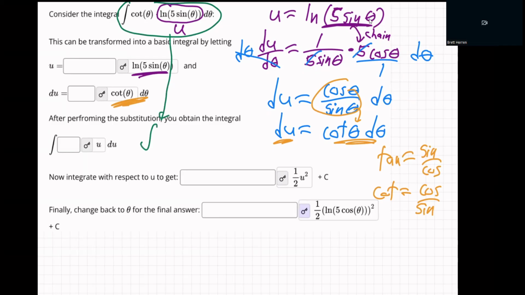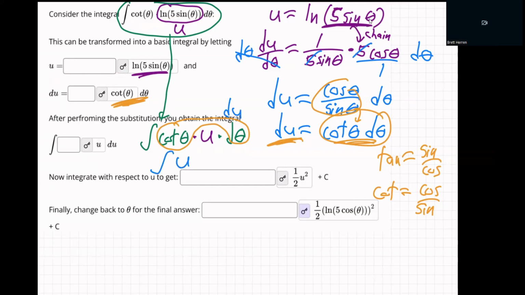It becomes the integral of, so I'll just keep it cotan theta for a minute, cotan theta times u times d theta, right? Because you got the cotan theta in the front and the d theta in the back. The whole middle part, ln 5 sine theta, that's u. So now you know what's going to happen. What is cotan theta d theta? Cotan theta d theta is the same as du. So this becomes the integral of u.